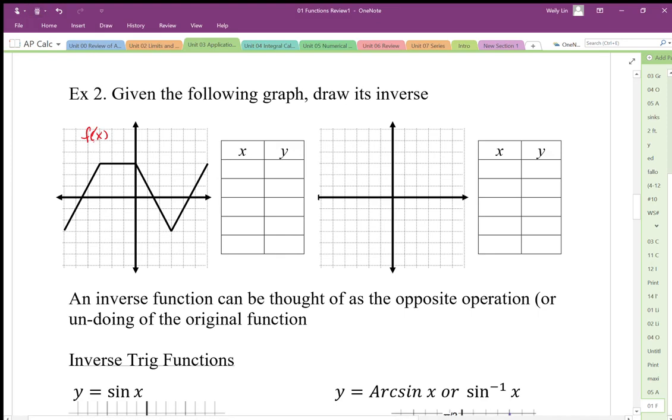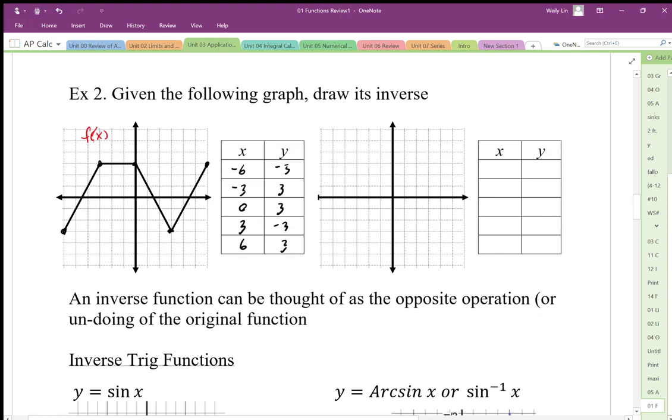Okay, so I'm just going to establish some coordinates here and put those in my table. So -6, -3, -3, 3, 0, 3, 3, -3, and 6, 3.